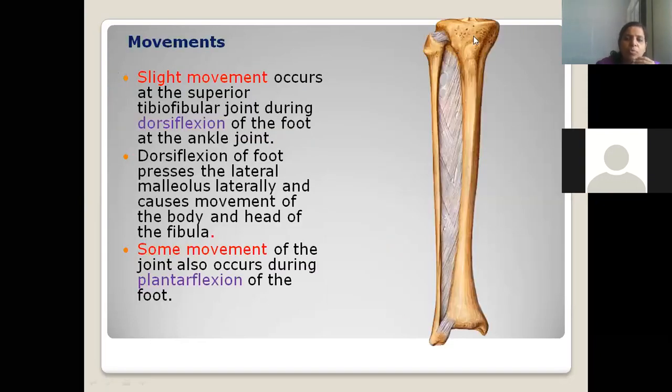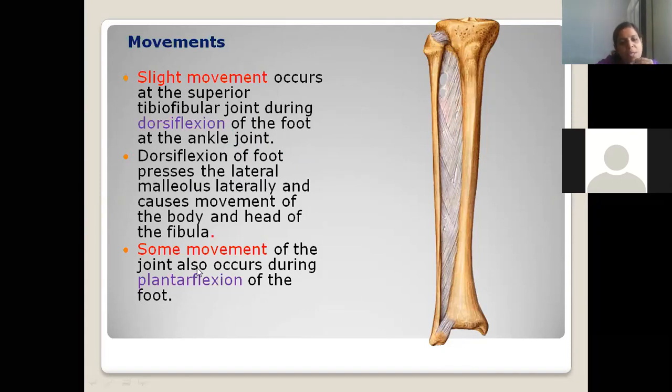Then I told you the superior and inferior tibiofibular joints usually move together. Okay. So slight movement occurs at the superior tibiofibular joint during dorsiflexion of the foot. What is dorsiflexion? Suppose this is the dorsum of the foot. If it is flexed in this direction, you call it dorsiflexion. Okay. I'll show you the pictures also. So dorsiflexion of the foot presses the lateral malleolus laterally. This is the lateral malleolus. Okay, and it causes movement of the body and head of the fibula, because of which there may be slight movement at the superior tibiofibular joint.